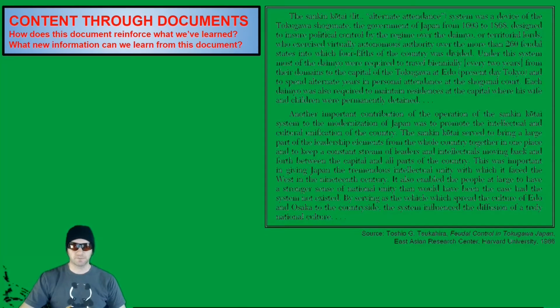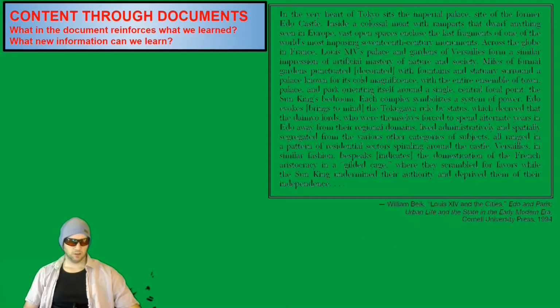All right. That's our content through document. Okay, we've got a document that compares France under the Bourbon dynasty, specifically the Palace of Versailles, with the capital of Edo in the Tokugawa shogunate. So let us see what we can learn from the document and then answer some questions on it. So first, content through the document. See what in the document reinforces what we learned. What new information can we learn? Are we going to learn anything new from this?